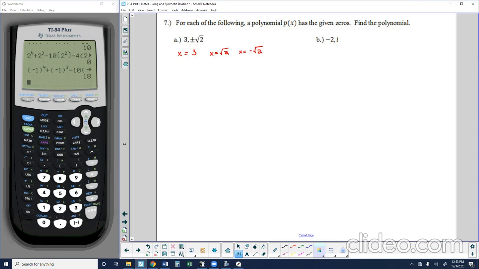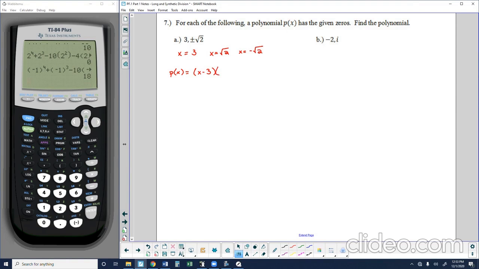So if I want to find p of x, I'm going to have at least 3 factors, and we're going to assume for right now that it's just 3 factors. I'm going to have 3 factors that give me these zeros. So remember, to find the factors, what I would want is the equation equal to 0. So I would subtract 3 from both sides to get x minus 3 equals 0. So x minus 3 is a factor.